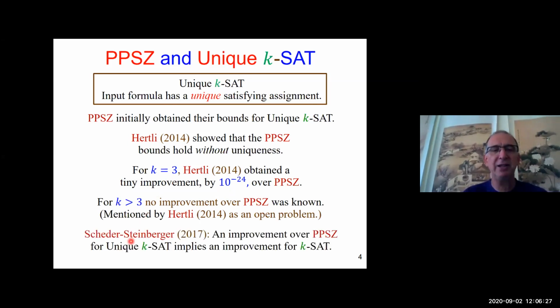Another related result, Scheder and Steinberger proved that if you're able to improve over PPSZ for unique KSAT, then you immediately get an improvement for KSAT, possibly a smaller improvement, but in order to improve on PPSZ, it's enough to improve on PPSZ for unique KSAT, and that's what we will be doing.